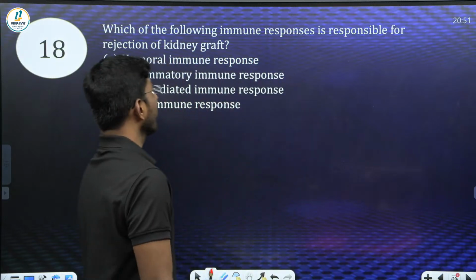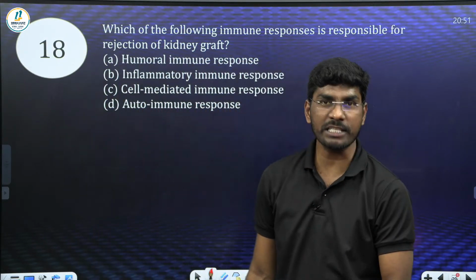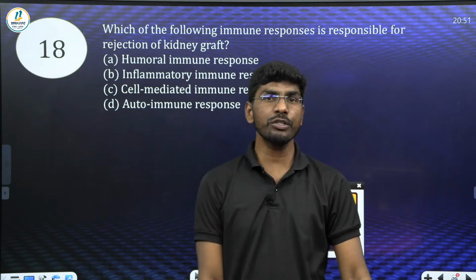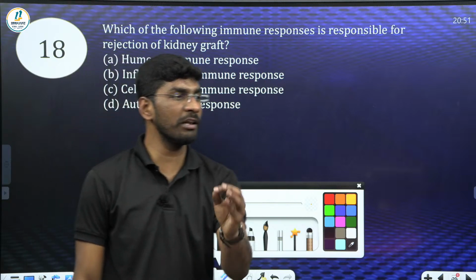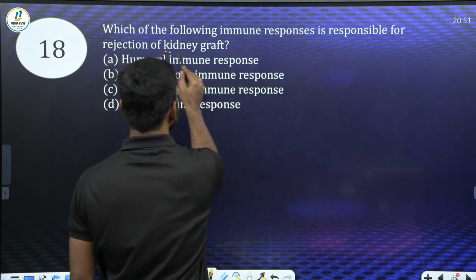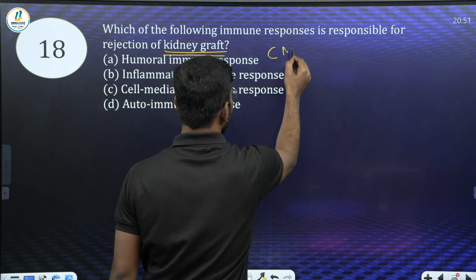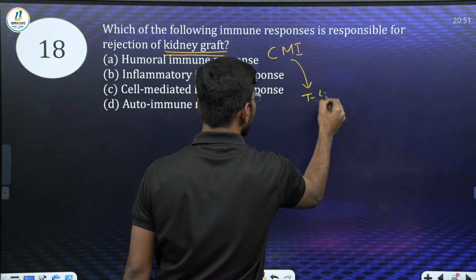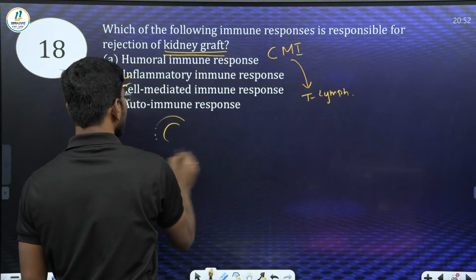What about this? Very simple. Fast. Any one of you answer this question? The question tells us, which of the following immune responses is responsible for the rejection of a kidney? So there's graft rejection. Tell me, what is that? Cell mediated immunity, by which cells? Tell me. T lymphocyte cells. T lymphocyte. Option C is the right answer.